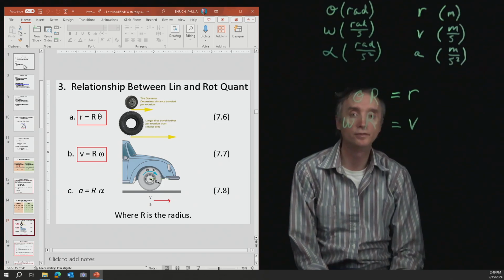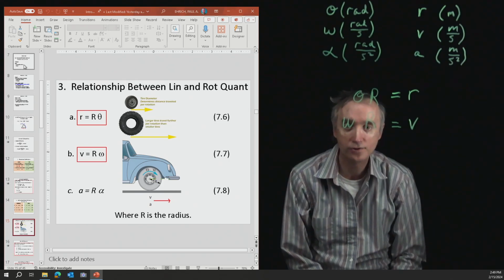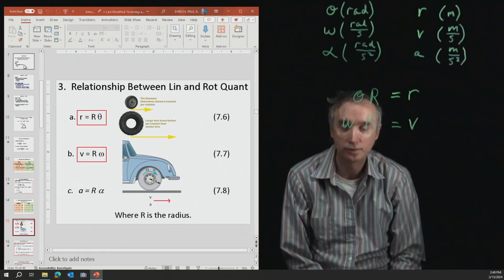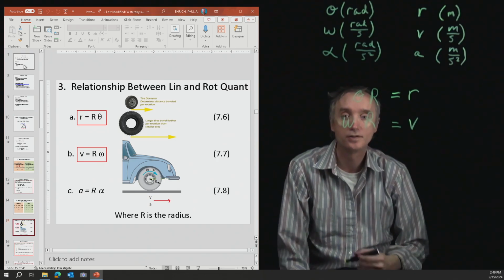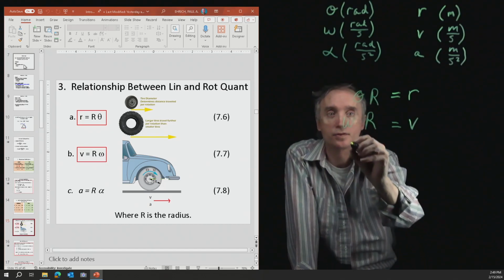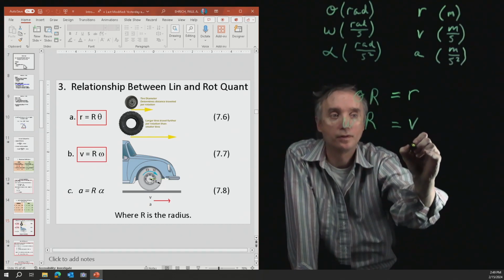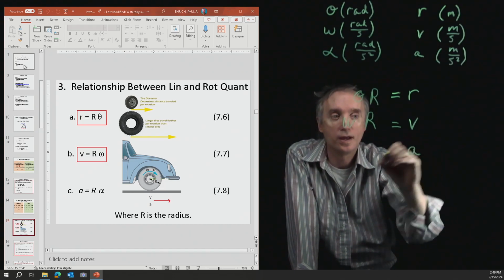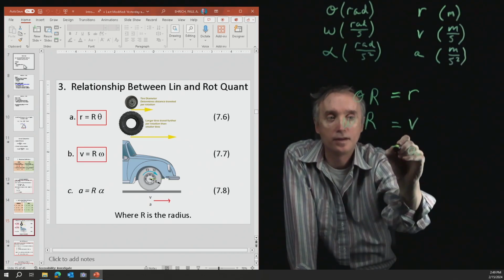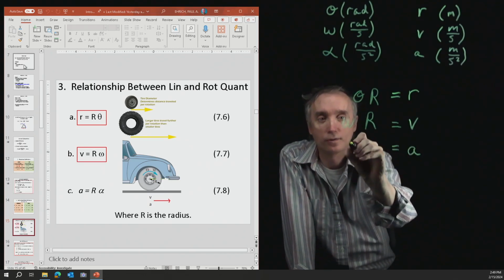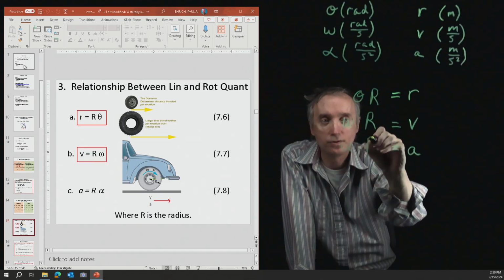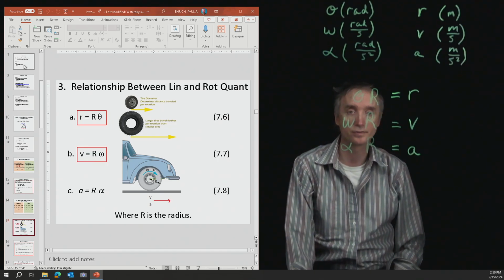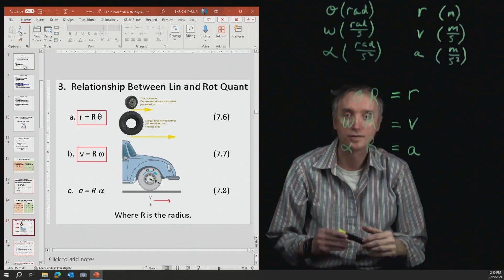And we could even do it for acceleration, but we're not going to. So you notice it doesn't have a red box around it. So the last one is the relationship between the linear acceleration A and then the rotational acceleration alpha, and then the connector between the two is going to be the radius. So let's try it.